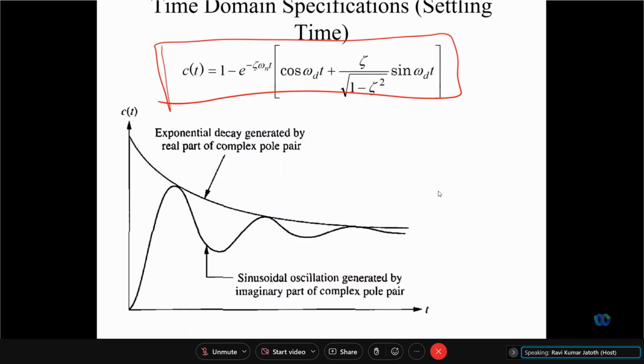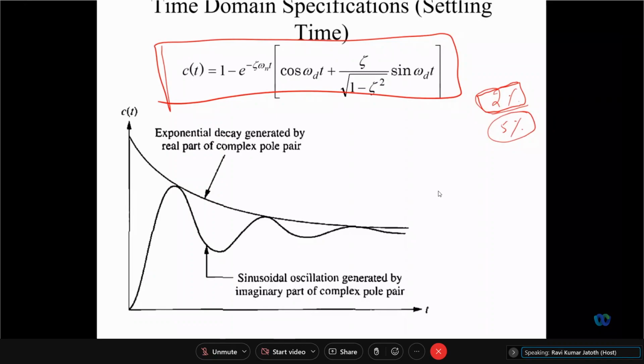Settling time is defined as the time to reach 98% to 102% of the final value. In certain systems, 2% error is allowed; in certain systems, 5% error is allowed. It means the time taken for the response to reach 98% of its final value, or within 2% of its final value, and stay there. That is what we need to find out.